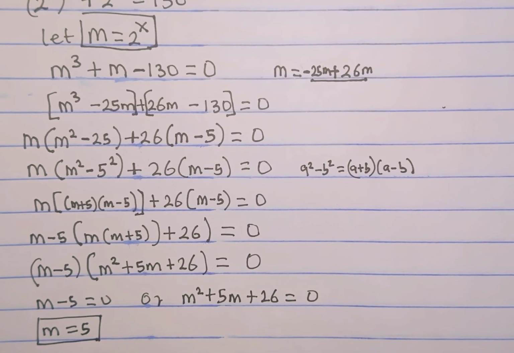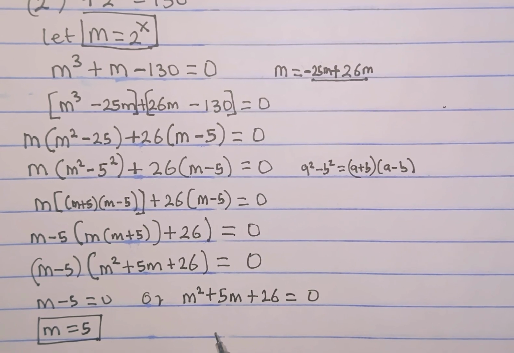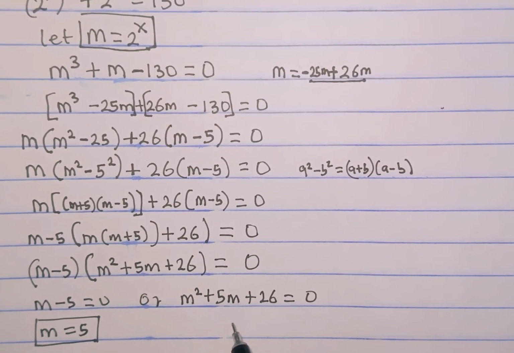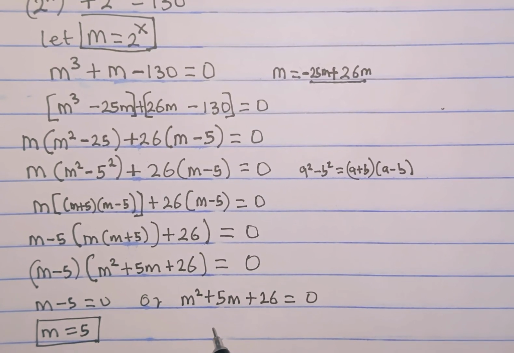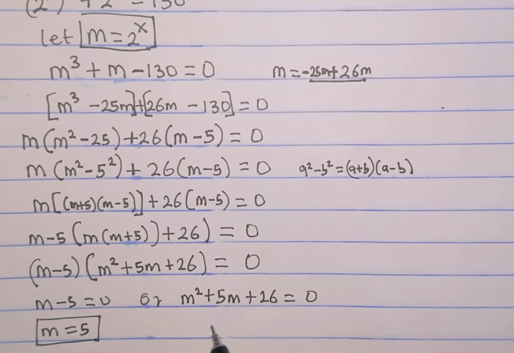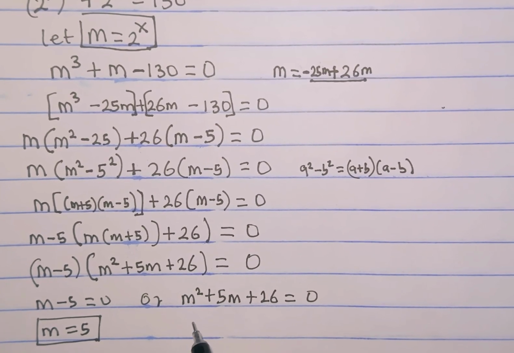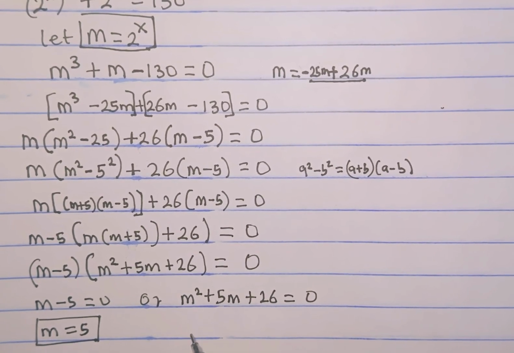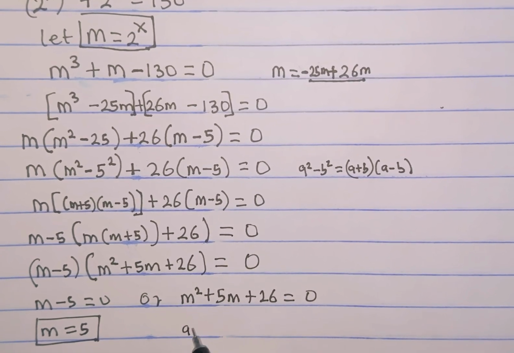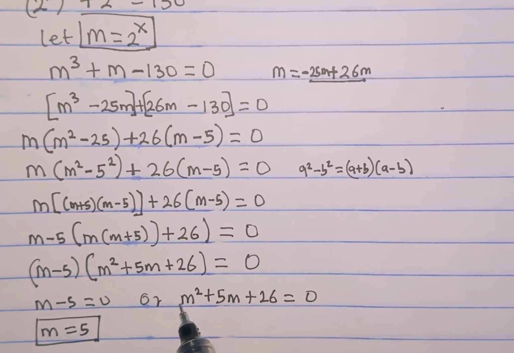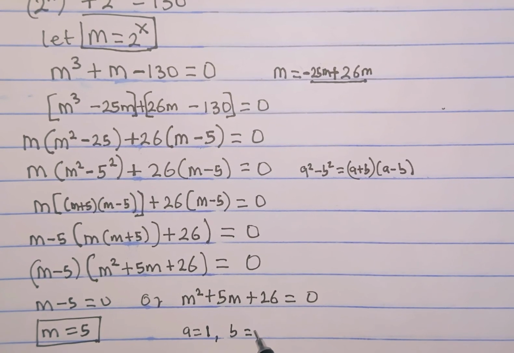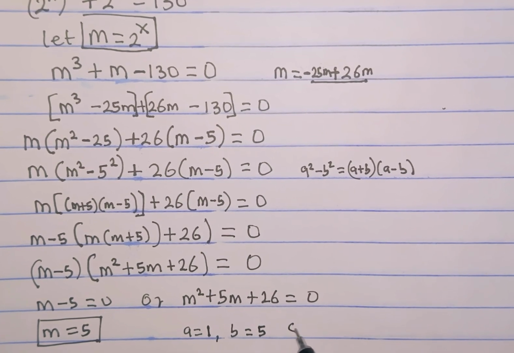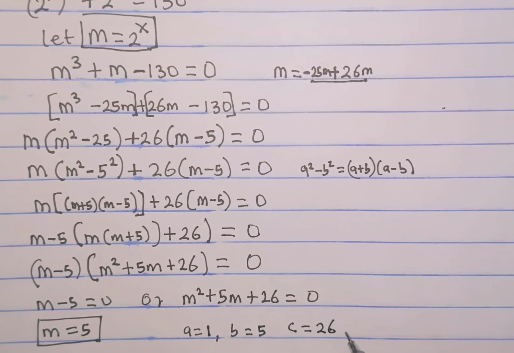So this is one of the solutions. Now to get the remaining solutions, we are going to get them from this quadratic equation. So here, to use the factorization method is going to be a little bit complex. So to make it simple, we are going to use the general formula method of solving quadratic equation. And recall, to use the general formula, the variables in that formula are a, b, and c. So a is the leading coefficient, which is the coefficient of m to power 2, which is 1. Then b is the coefficient of the middle term, which is 5. Then c is the constant, which is this 26.